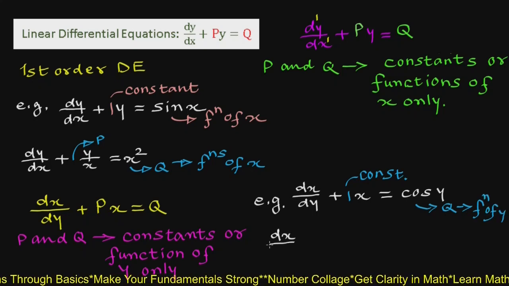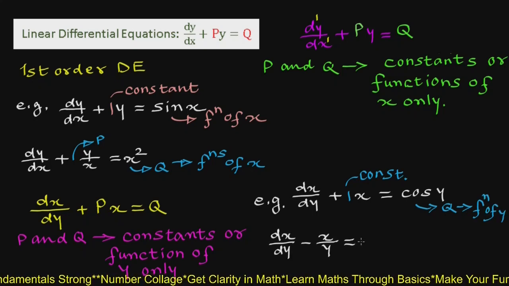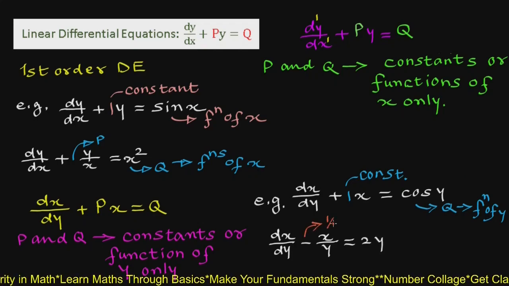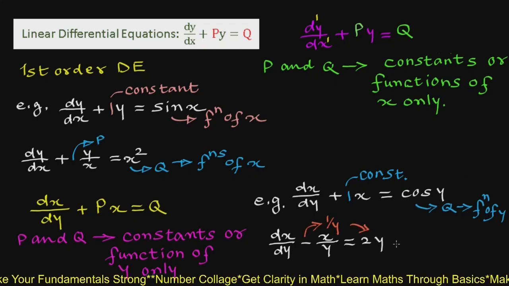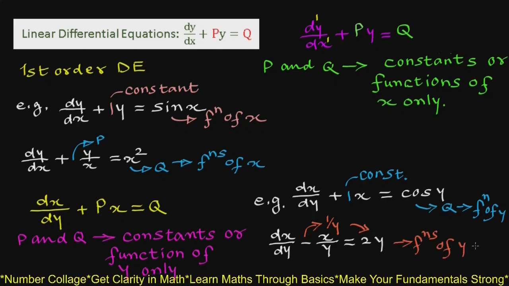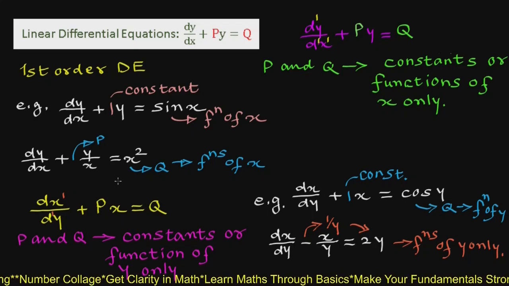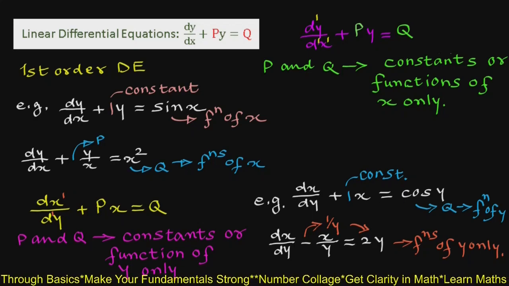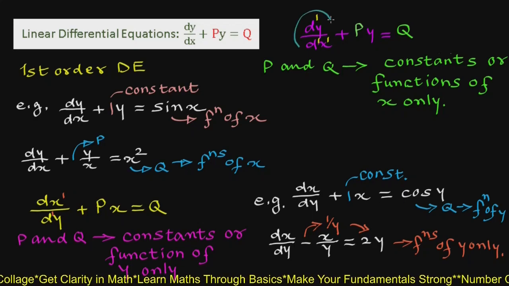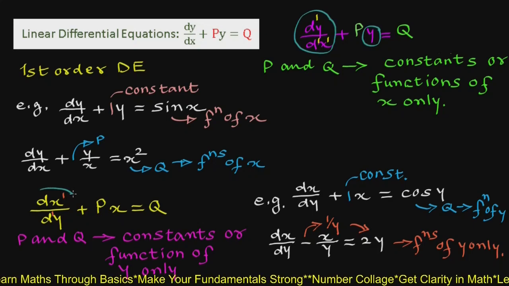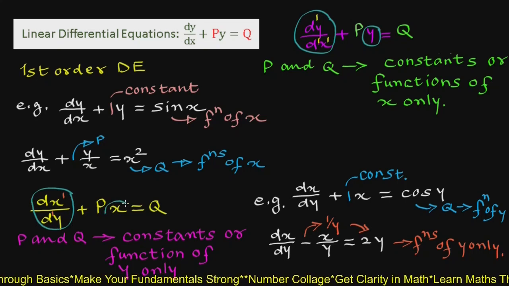dx by dy minus x upon y equals 2y, where p is 1 upon y and q is 2y, which are functions of y only. This also is a first order linear differential equation. Please note that for dy by dx there is y here, and for dx by dy there is x here.